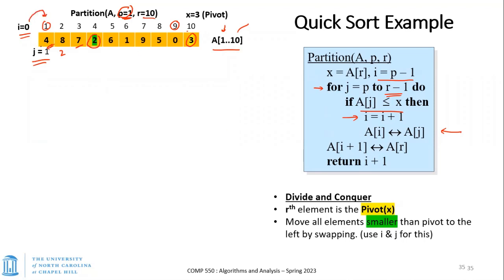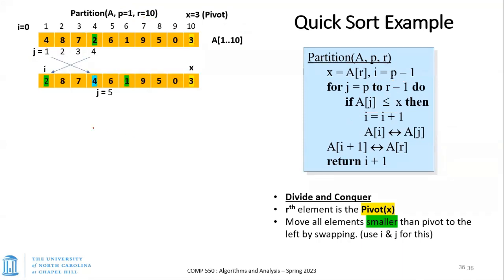And we're going to now swap A sub I and A sub J. These two guys are going to get swapped. So 4 is going to get swapped with 2, and this is what you're going to end up with. You're going to have 2 coming in over here, and at j, 4 is going to go over here. So we're swapping those two values right over here. Then we're going to go back over here and we're going to increment j.